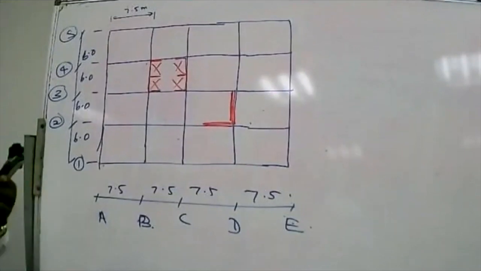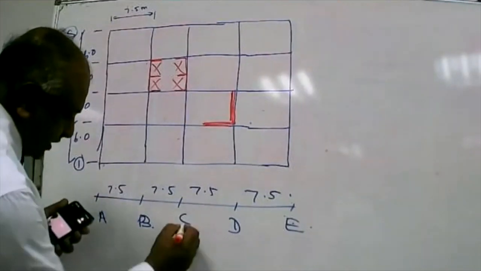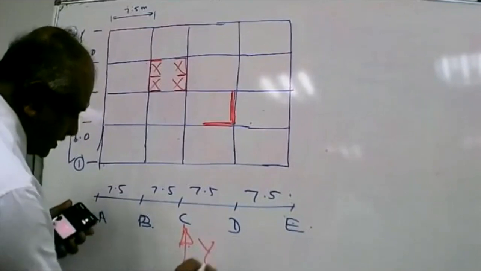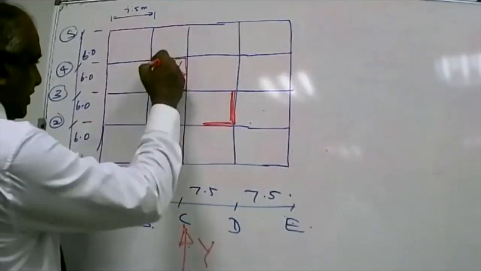Now if it is a 10-story building, the first thing we have to see is whether the building can twist. Whether the building can twist. So if you take wind in this direction, that is y direction, we have this wall.